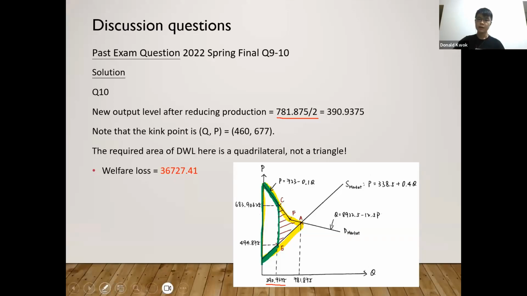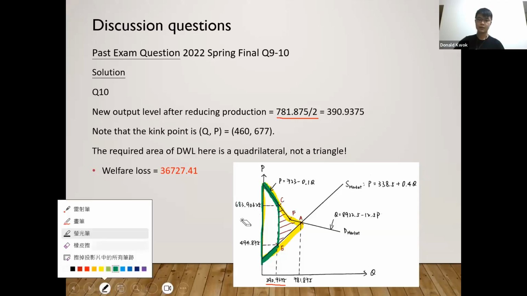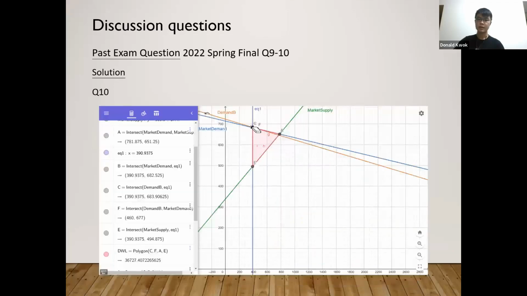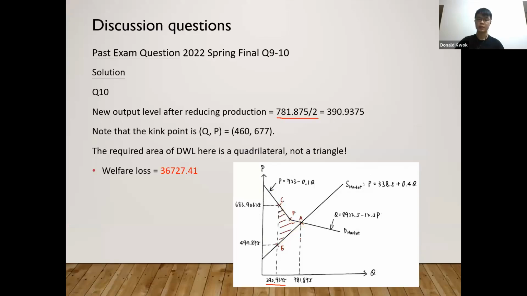So to find the welfare loss, we just need to go to GeoGebra to find out the area of this quadrilateral. As you can see, the area here, CFAE, would be the deadweight loss that we are looking for. And it gives the value 36,000 and something. And again, if the points are too close to each other that you cannot understand the area, you can always refer to my drawings here to understand the shape of the deadweight loss here.